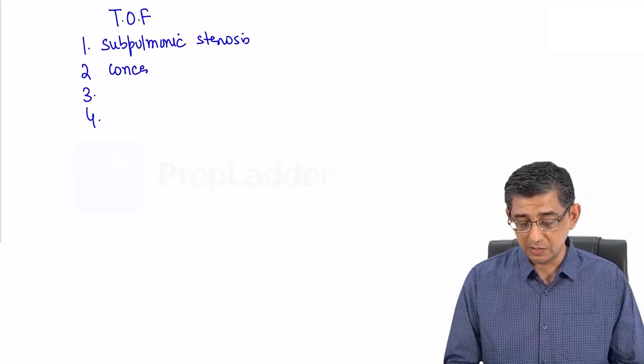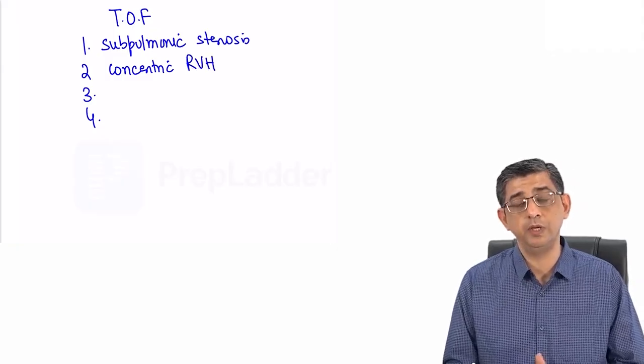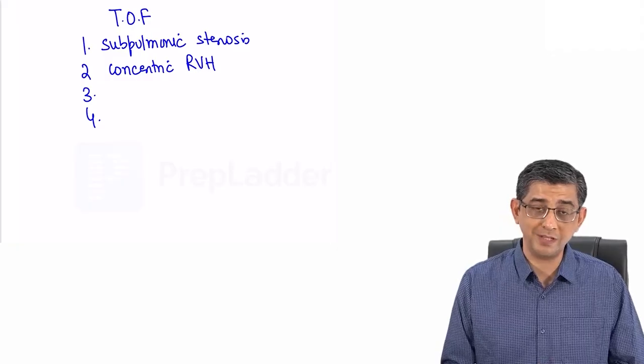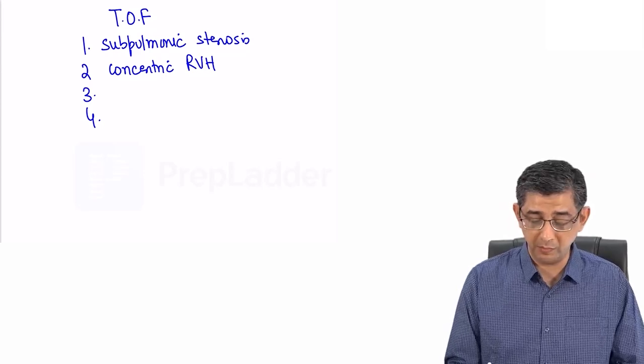And since there is a subpulmonic stenosis present right from day one the heart was developed, the right ventricle has to do extra work, exercise much more than normal, and therefore there's a concentric right ventricular hypertrophy.